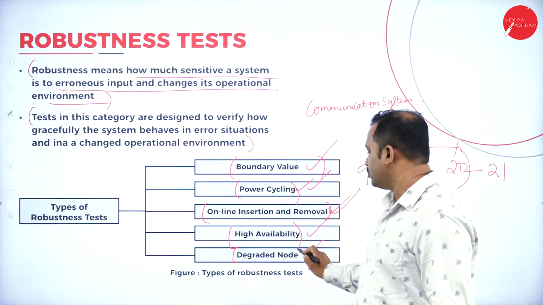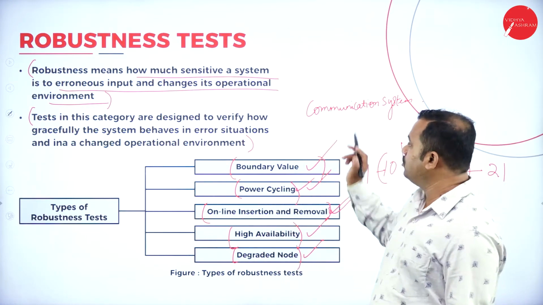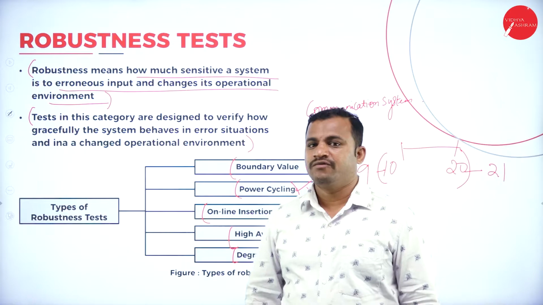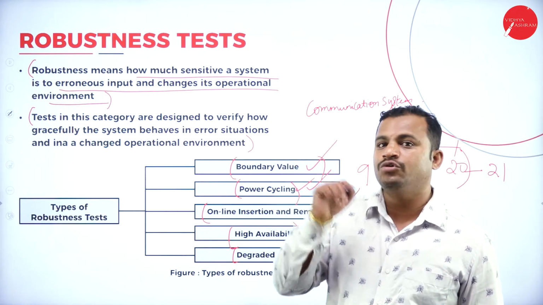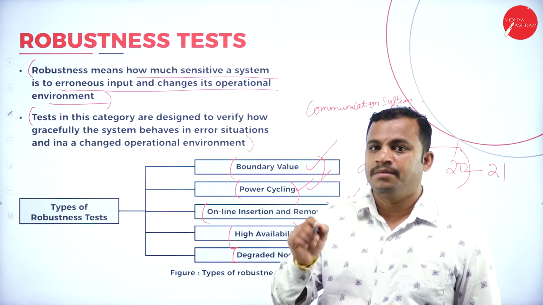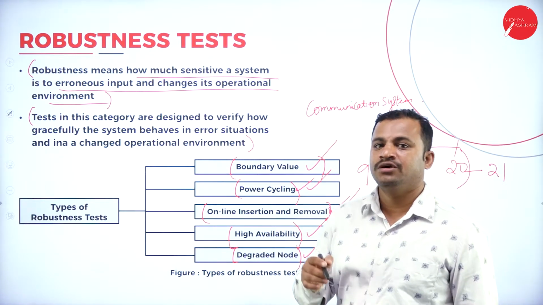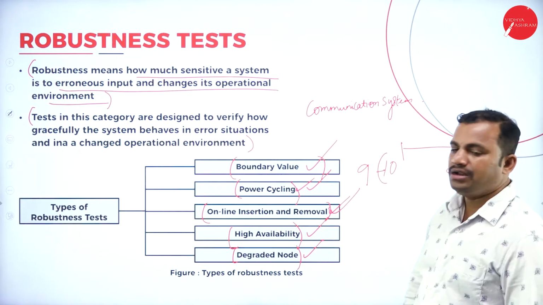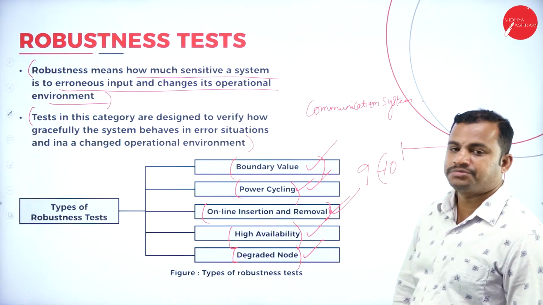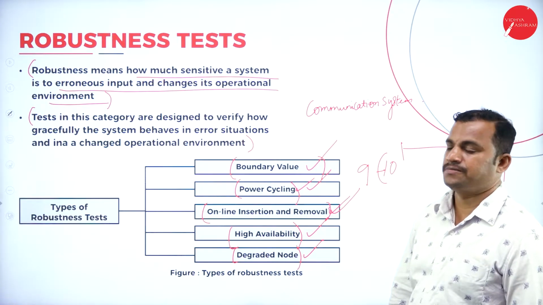The degraded node. Again, this comes in the communication system, in which when one of the nodes is not working properly, then an alternative node must be used as a path to send a message from one sender node to the recipient nodes. These are the different types of robustness test.